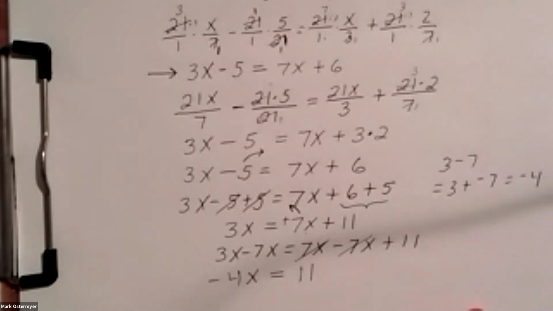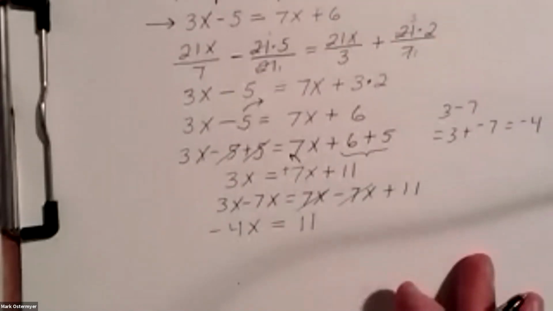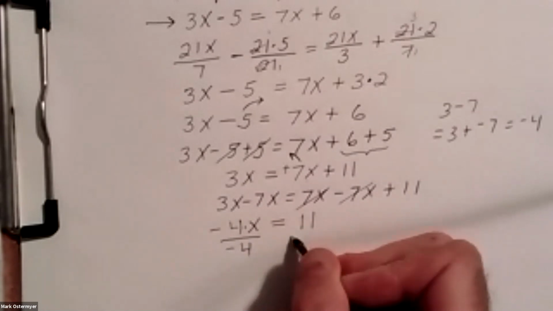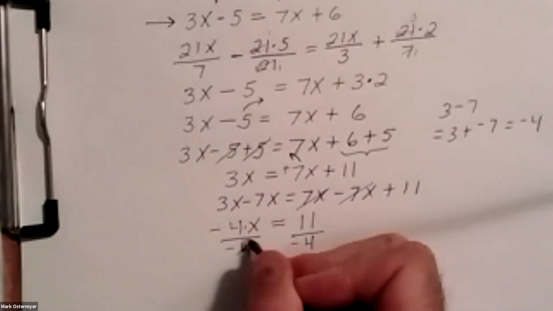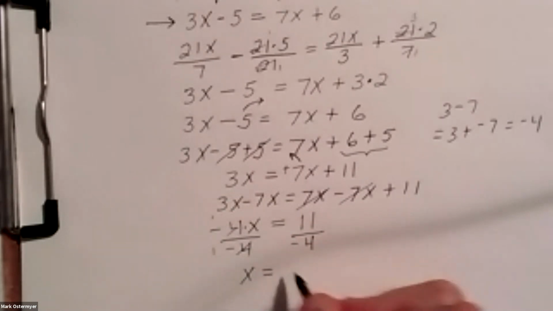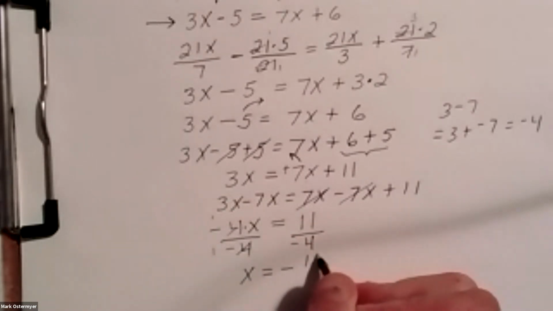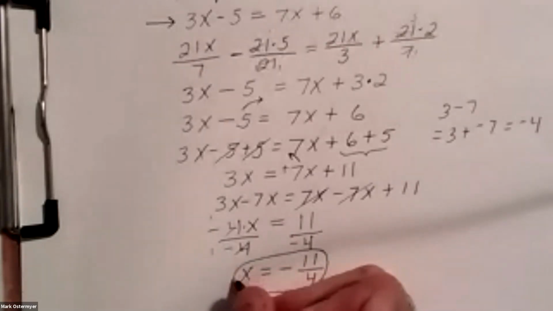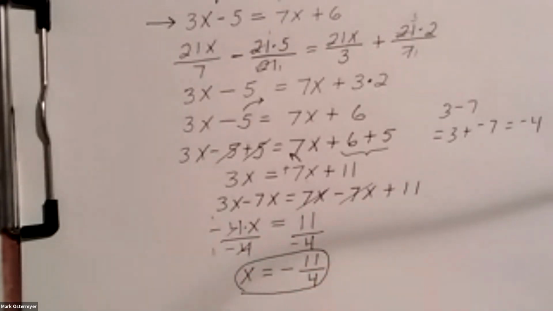One last step now is to divide both sides by what? -4. Divide by -4. These -4s reduce down to 1, and 1 times x is x. So x is equal to -11/4, which you cannot reduce. Just leave it like that. And there's your solution. Okay, -11/4.